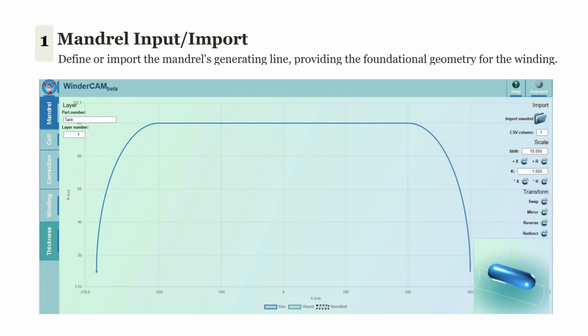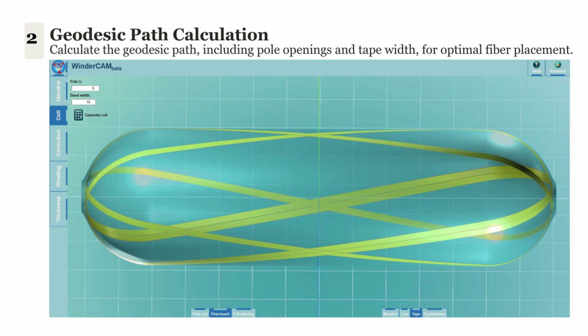The process is clearly structured. It all starts with the part geometry, the so-called mandrel generating line, and it ends with ready G-code. Let's walk through the chain of steps. First, the shape is defined. It can be imported from CAD. Then the system calculates the optimal geodesic paths for fiber placement, accounting for tape width.